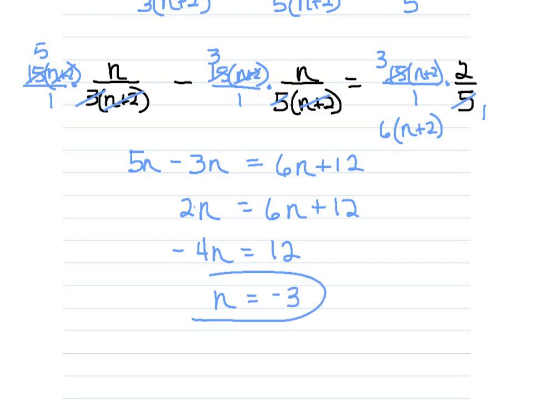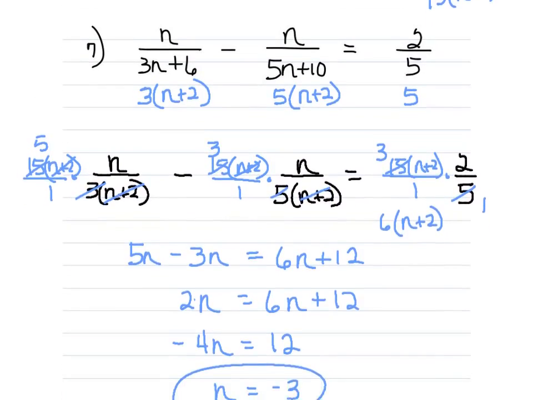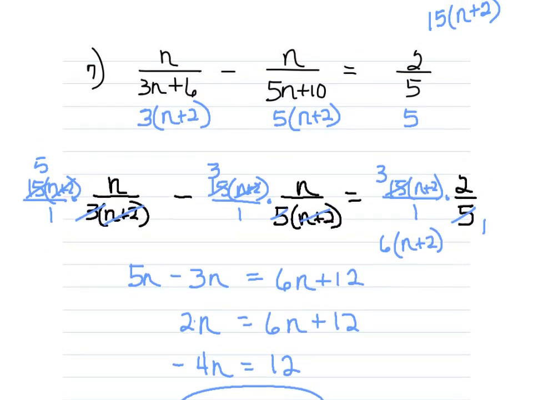Let's remember to go back and check to see if that would be an extraneous solution. If n equals negative 3, would that make any of my denominators 0? The answer is no, therefore that's my solution.